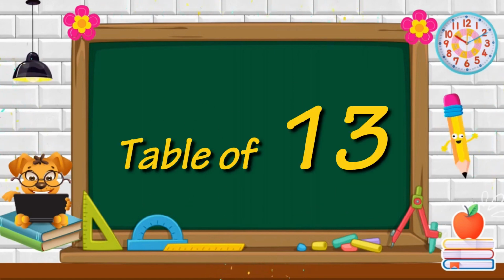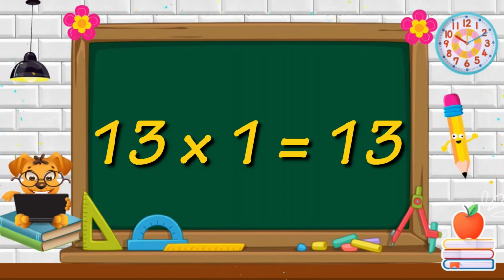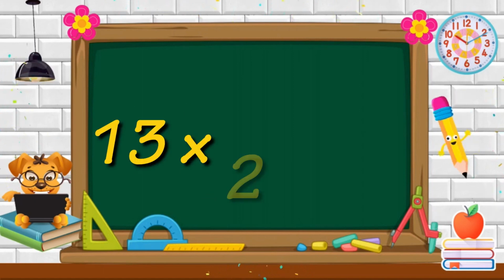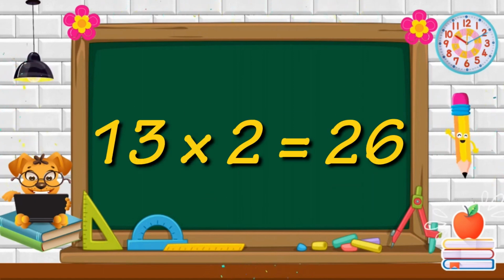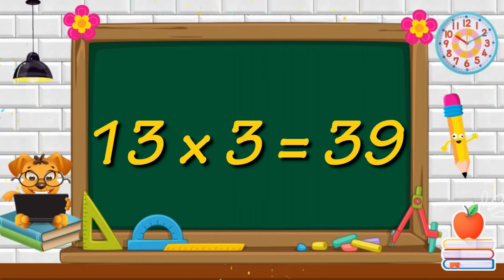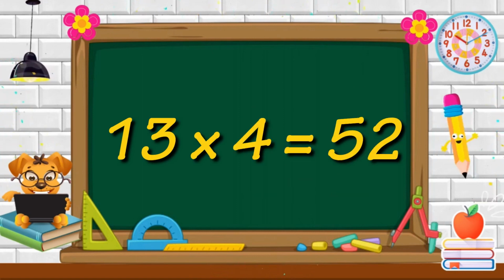Now table of 13. 13 ones are 13. 13 twos are 26. 13 threes are 39. 13 fours are 52.